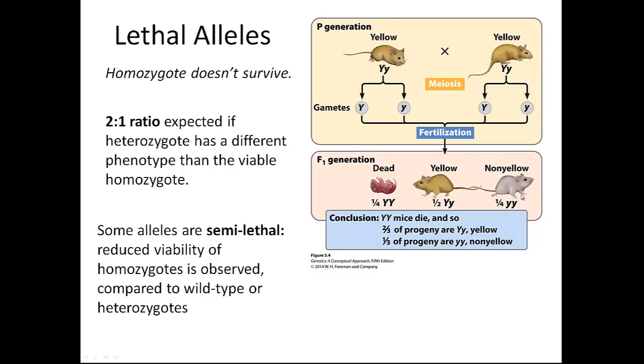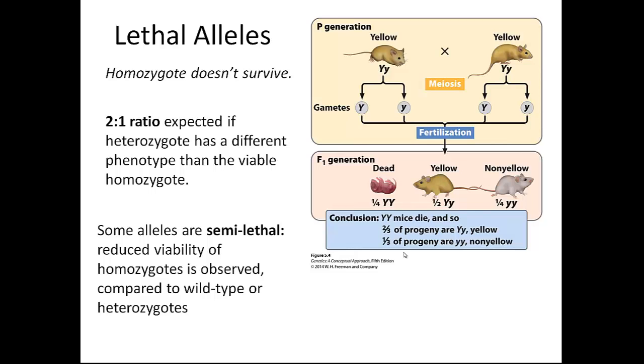And so we see this characteristic ratio where you have 2/3 of the progeny are yellow and 1/3 are non-yellow, or white in this case. That 2-to-1 ratio is very characteristic of lethal alleles in which the homozygote does not survive.